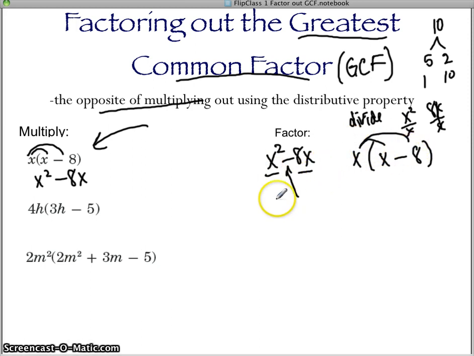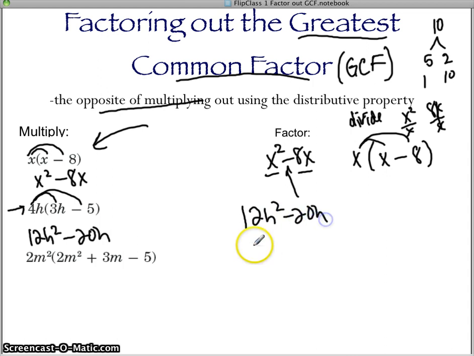You should multiply back out, get what you started with, x squared minus 8x, and you know you factored it correctly. Okay, so another example, 4h times 3h minus 5. If we multiply that out, 12h squared minus 20h, that's multiplied out. So now if we take 12h squared minus 20h, what goes into both 12 and 20? Factors of 12, 1, 2, 3, 4, 6, and 12. Factors of 20, 1, 2, 4, 5, 10, and 20. So 4 went into each of them.